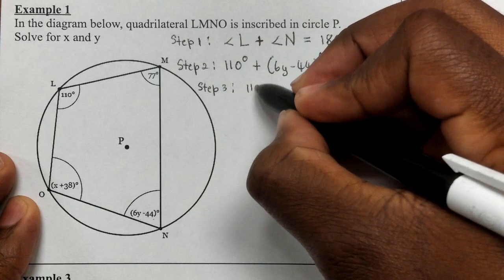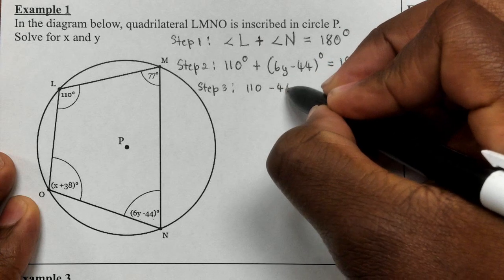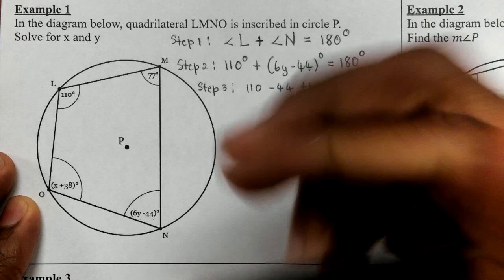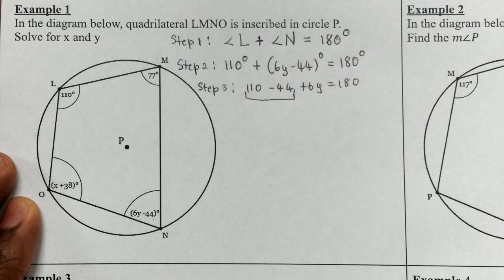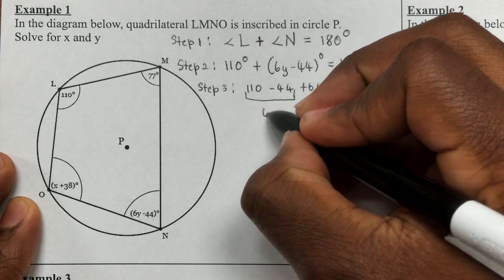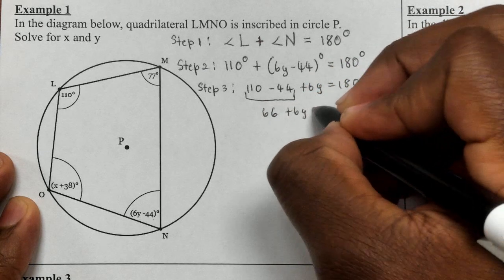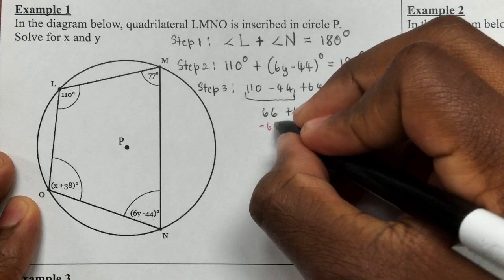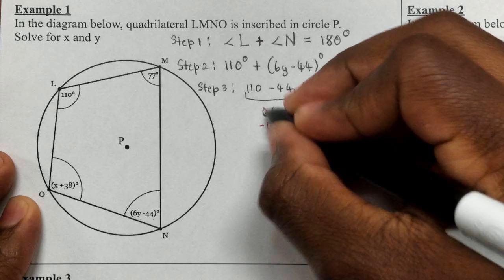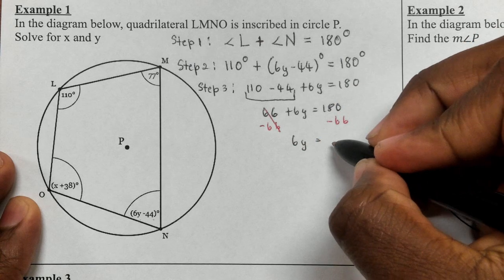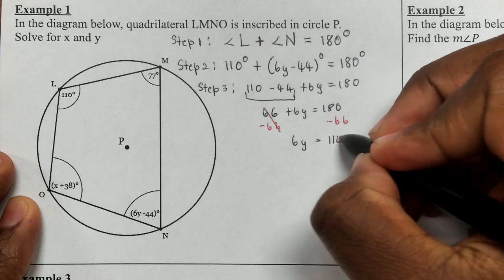So I would have 110 minus 44 plus 6y equal 180. When I combine these two, 110 minus 44 would give me 66, plus 6y equal 180. Then I would subtract 66 on both sides of the equation so that I can isolate the y value. So I would get that 6y is equal to, I believe, 114.